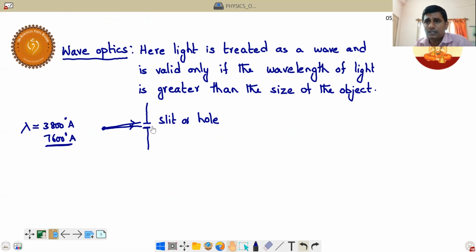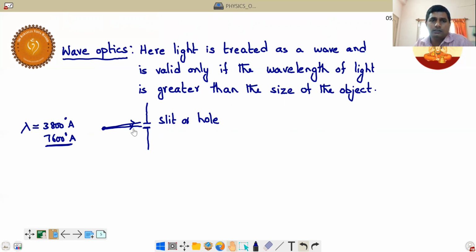Interference means there is a particular experiment where there will be a slit or hole, and the light will be incident on this hole. The size of this hole is very small, very minute, maybe like the end of a needle.